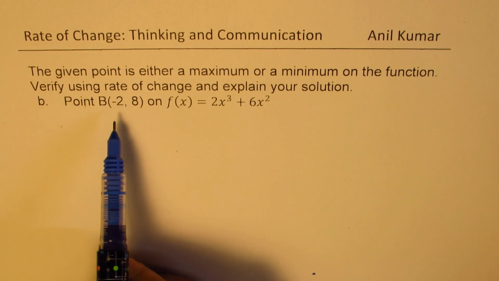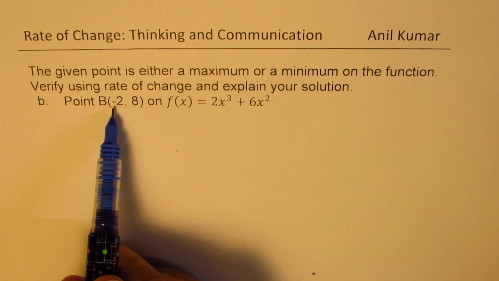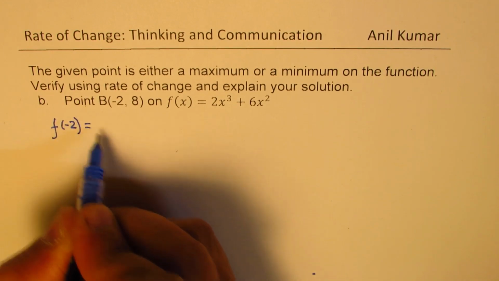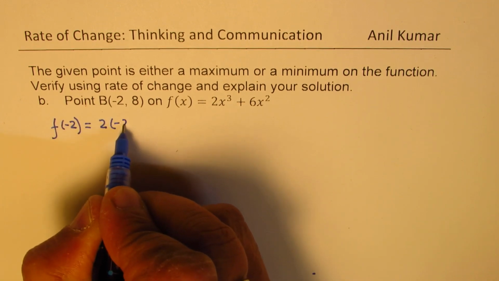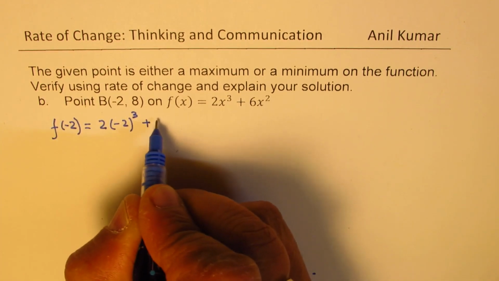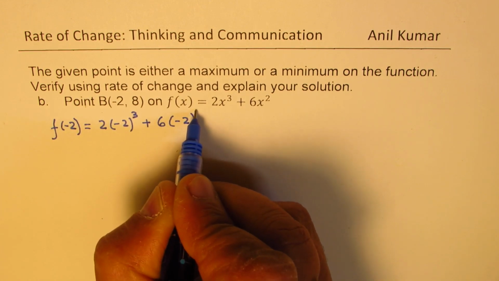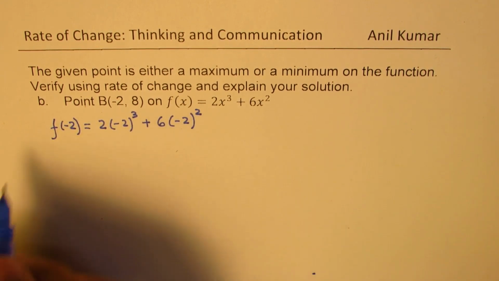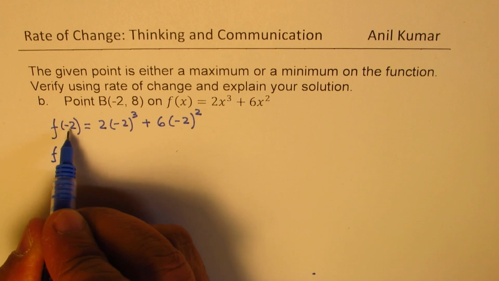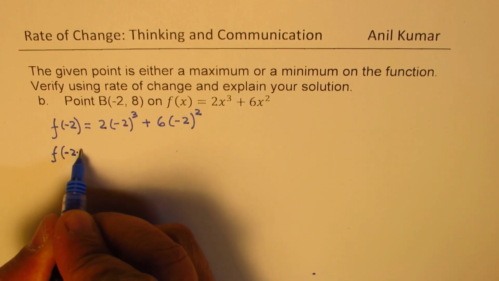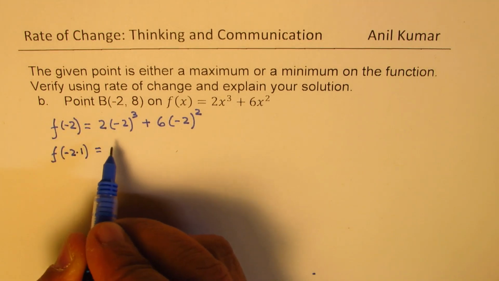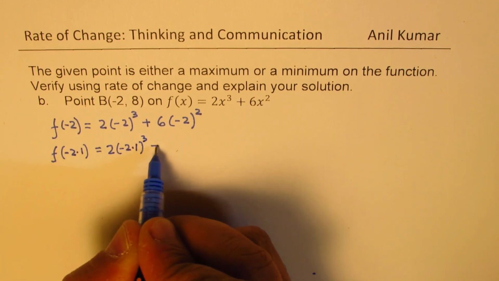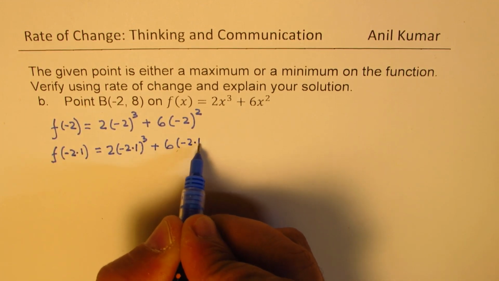So in this case, we will check the rate of change around the point x = -2. So let's find the value of the function at -2 first. That gives you 2 times (-2) cubed plus 6 times (-2) squared. We need to find the preceding and following rate of change. So let's take the value on the left side of this point, which will be -2.1, right? For that, the value will be 2 times (-2.1) cubed plus 6 times (-2.1) squared.